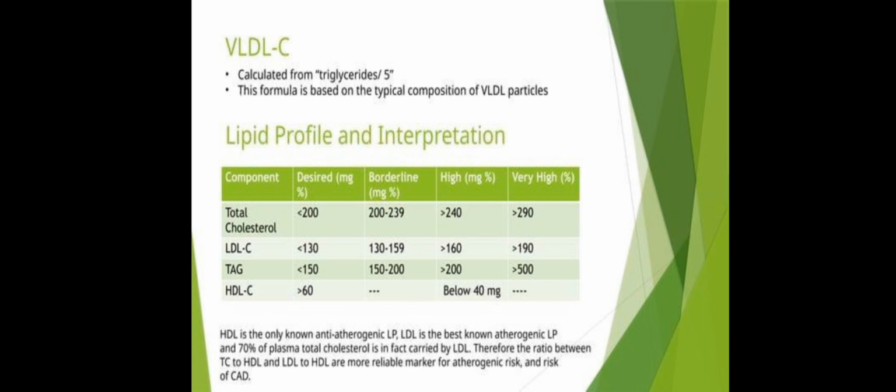Triacylglycerides less than 150 is desired. 150 to 200 is borderline, more than 200 milligram per deciliter is high, and more than 500 milligram per deciliter is very high. For HDL, desired is more than 60 milligram per deciliter, and the undesirable level is below 40 milligram per deciliter.